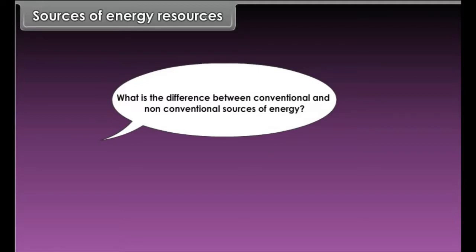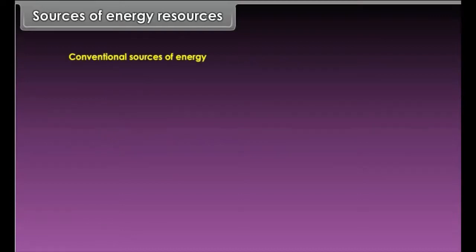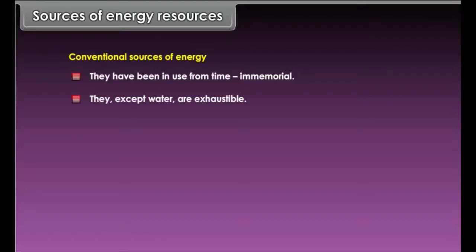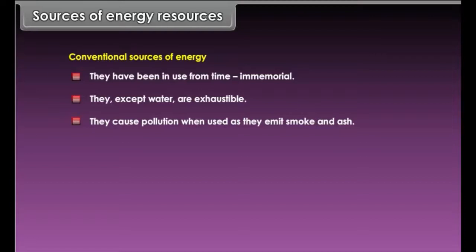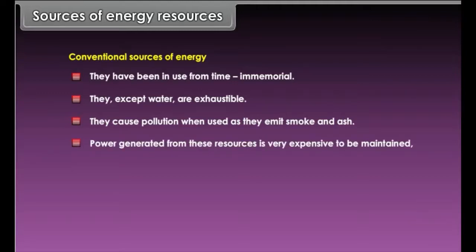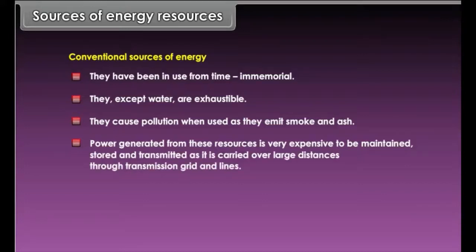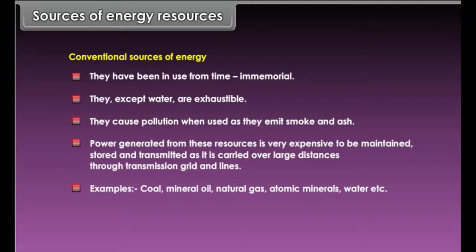What is the difference between conventional and non-conventional sources of energy? Conventional sources of energy. They have been in use from time immemorial. They, except water, are exhaustible. They cause pollution when used as they emit smoke and ash. Power generated from these resources is very expensive to be maintained, stored and transmitted, as it is carried over large distances through transmission grid and lines. Examples: coal, mineral oil, natural gas, atomic minerals, water, etc.